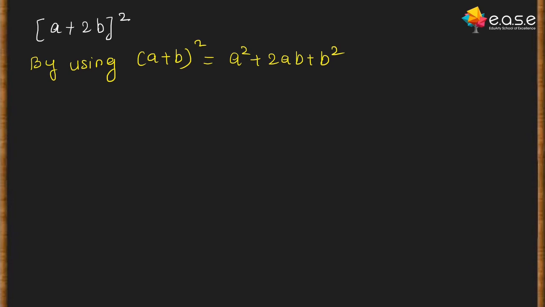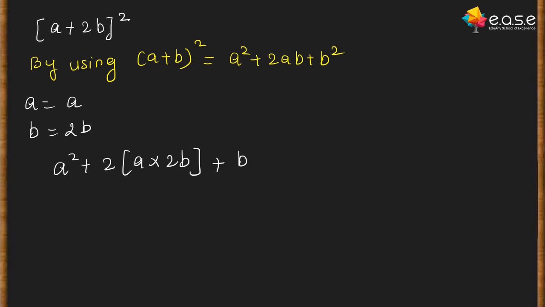Now your a is a only, but your b here is 2b, correct? So this will give you a square plus 2 into bracket a into 2b plus b square. So instead of b square we are going to have 2b the whole square, correct? This is going to give you a square plus 2 times 2, that's going to give you 4ab plus 4b square. This is your final answer, correct?